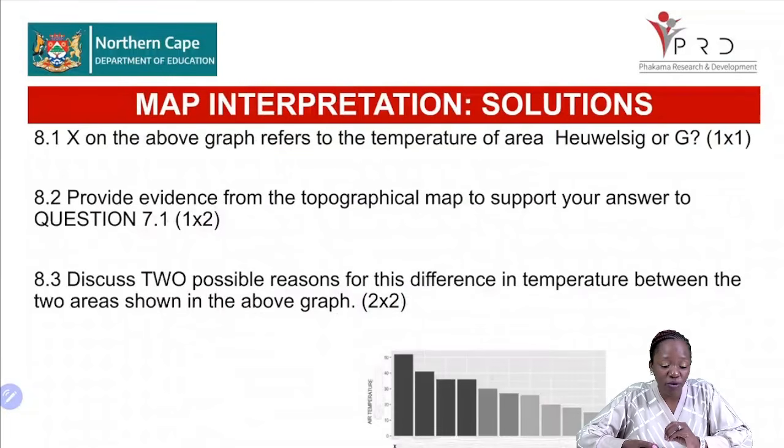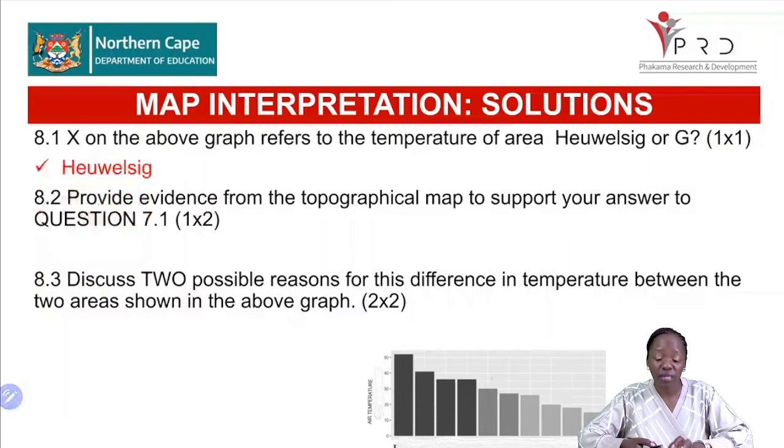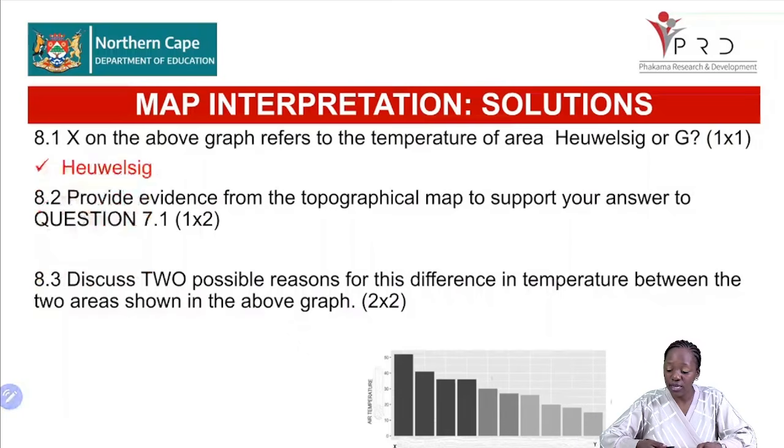Grade 12, looking there, you were supposed to identify whether X on the above graph refers to the temperature area of the valley or of G. So we are seeing that it is referring to the temperature of the valley. Why? Giving 8.2, the evidence.